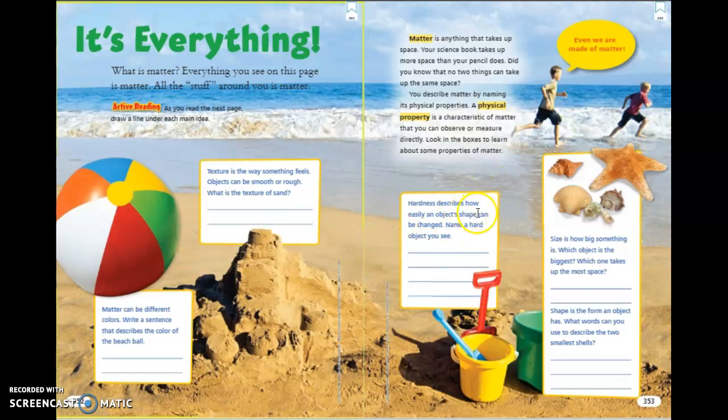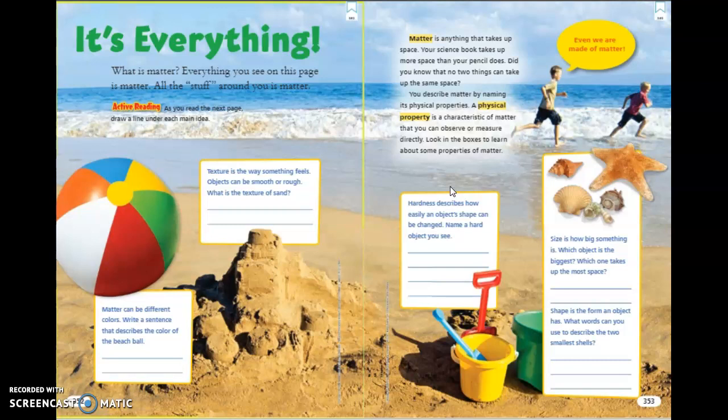Next one. Hardness describes how easily an object's shape can be changed. Name a hard object you can see. Now make sure you write it in a complete sentence. Name a hard object you can see. Hit pause, write the answer below.